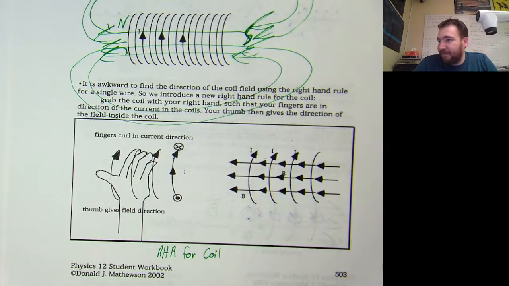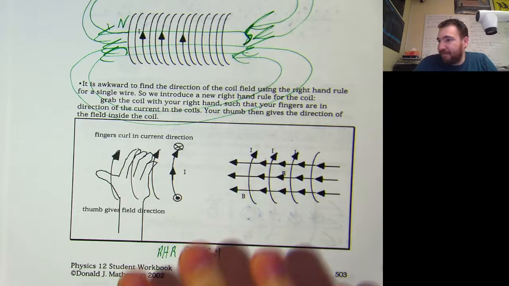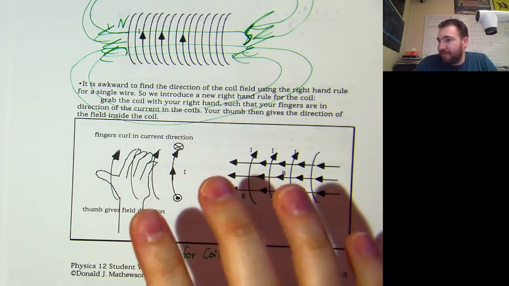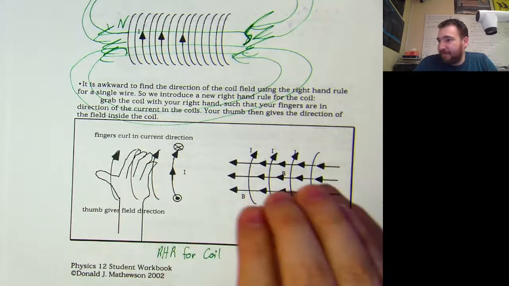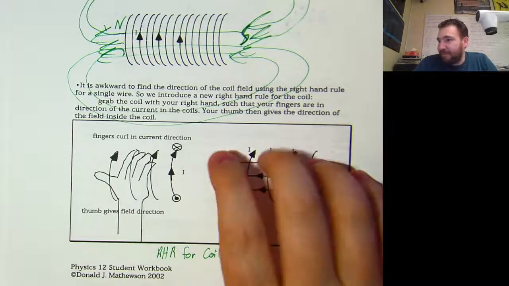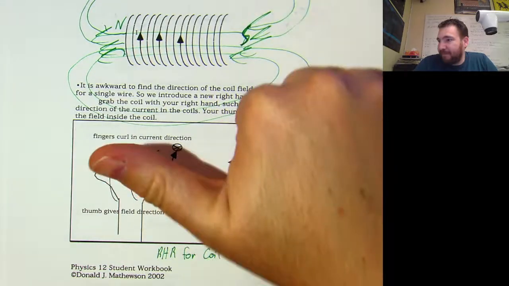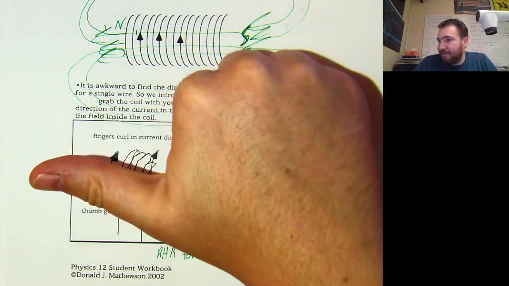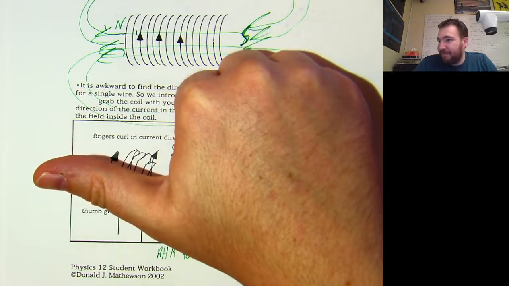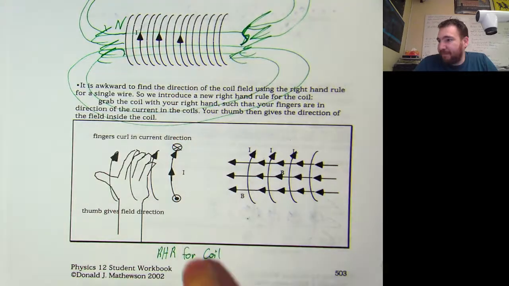You go the opposite now. Now your fingers are going to be traveling in the direction of the current in the wire as that wire is coiled on itself. So our fingers then are going to form the coil. Your thumb becomes the direction of the magnetic field. So it's the right-hand rule for a coil.